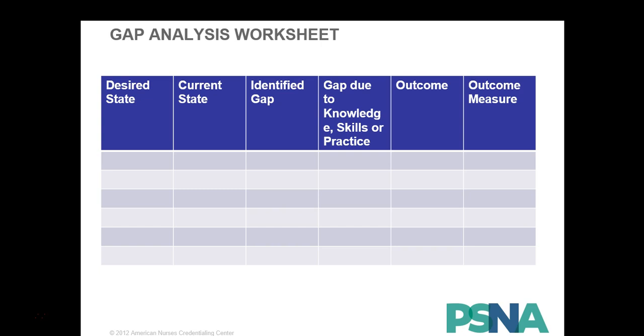The desired state and current state simply describe your needs assessment. What do you see as the desired state based on your needs assessment? What is the current state? With that, you can identify what the gap is, if it's due to knowledge, skill, or practice, what the outcome is you want to see, and how you're going to measure that. The outcome measure essentially also becomes your evaluation.